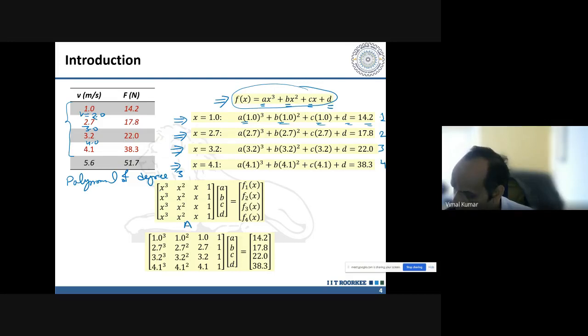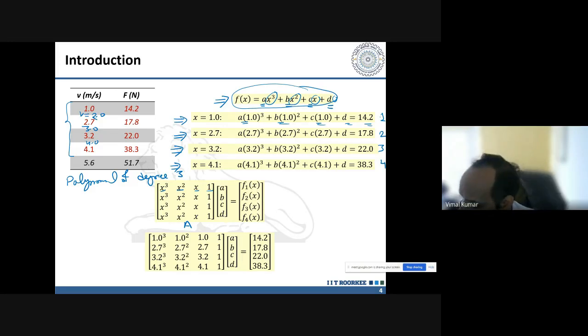This is x cube, x squared, x, and here 1. So x cube, x squared, x, and 1 for the first equation, times a, b, c, d. So ax cube, bx squared, cx, and d is equal to f1x. Similarly, for the other equations, equation 2, again I have the same way. So I have converted this whole system, whatever I just mentioned above, into the matrix form.